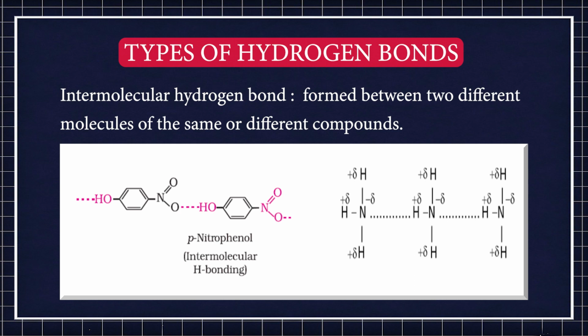Second, intramolecular hydrogen bond. It is formed when hydrogen atom is in between two highly electronegative atoms like fluorine, oxygen and nitrogen present within the same molecule. For example, in ortho-nitrophenol, the hydrogen is in between the two oxygen atoms.